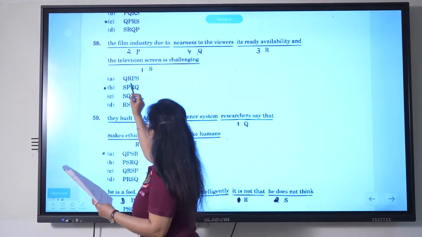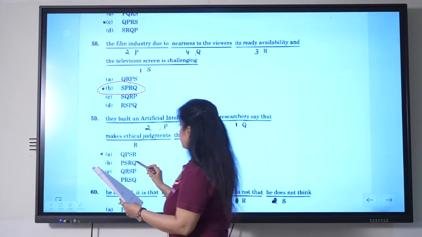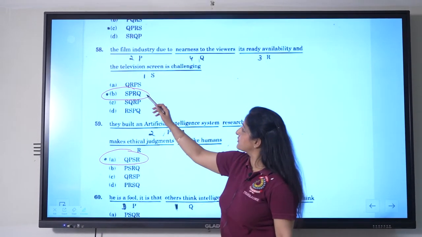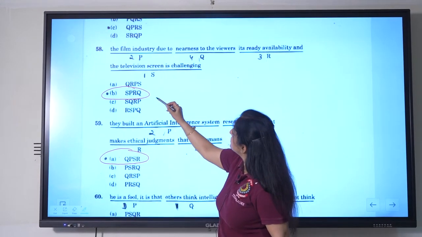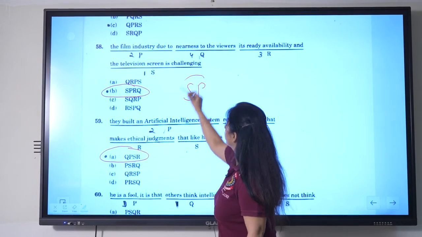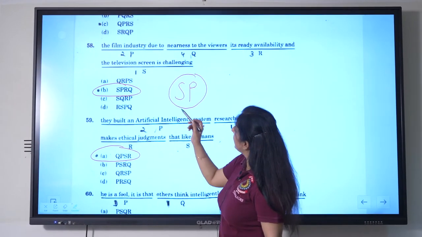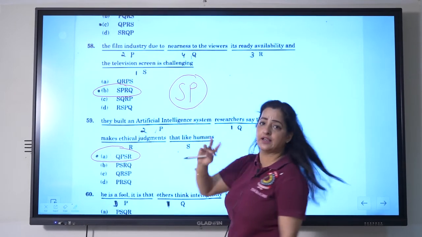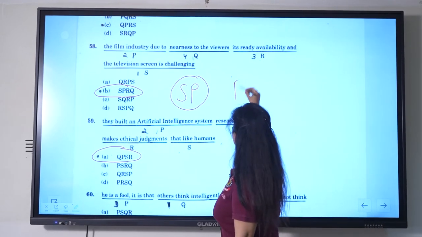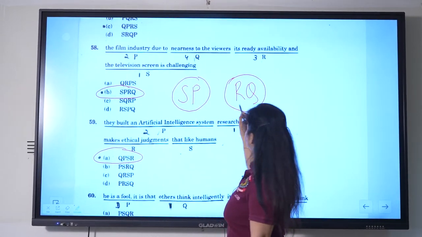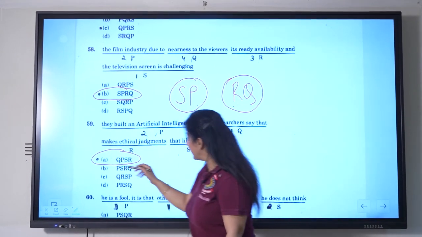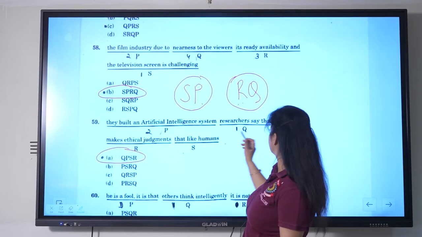Fifty-eight, the answer is Bravo. 59, the answer is Alpha. Okay, the television screen, question 58. The television screen is challenging whom? Challenging the film industry. So S and P is a pair. And kyun challenge kar raha hai? Because of its availability and nearness to the viewers. So that's how R and Q also connect. In a way, P and R are also connect. R is the reason for P.